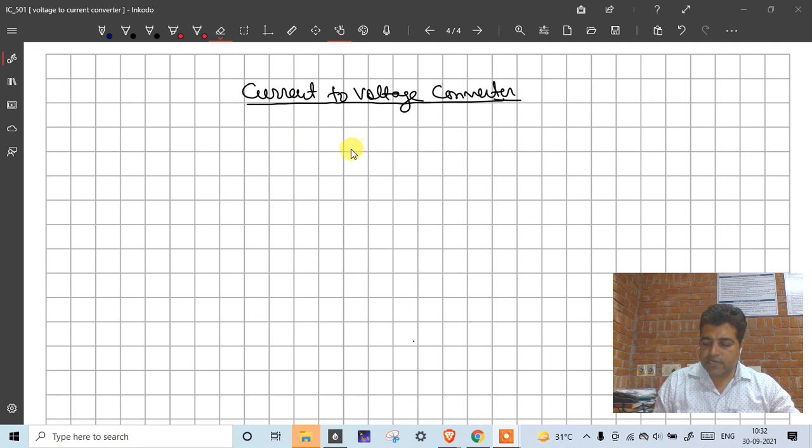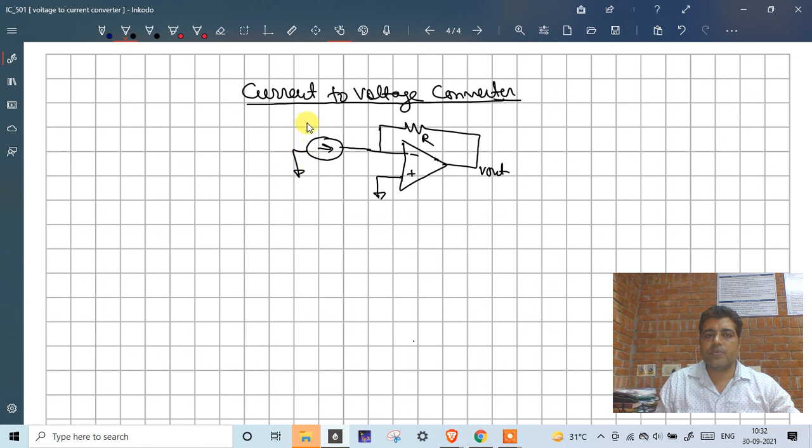So first, we take an op amp. I have taken an op amp. This is negative, this is positive. Positive is grounded. This is R, this is V0, and in this particular place I am going to take the current, I in current. Since output is connected to the negative terminal, it means there is a negative feedback.